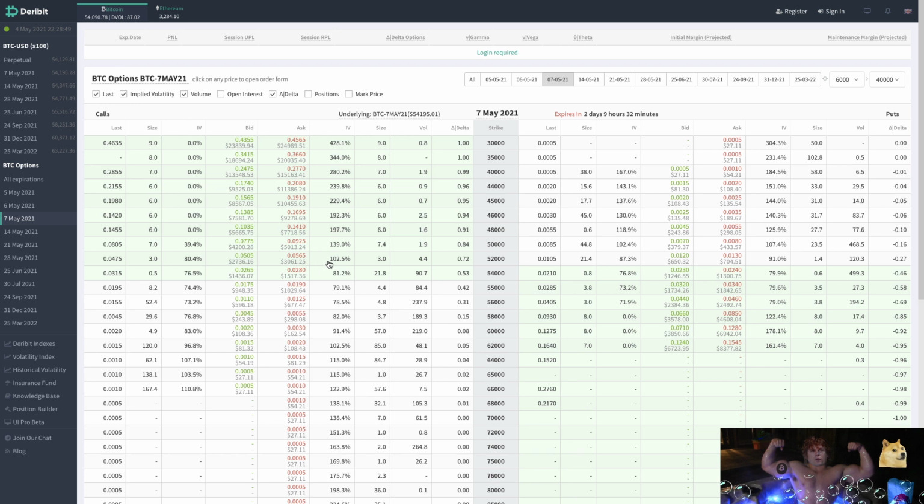Are you asking genuinely for me to explain it for puts? I mean, it's the same. You can look at the delta over here and see the same thing. It just works in reverse.